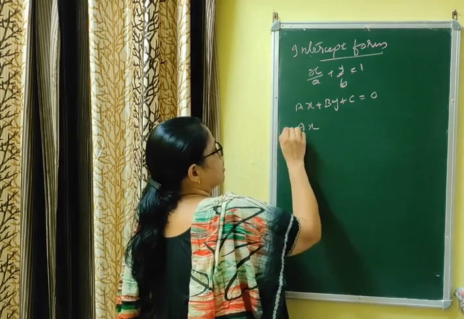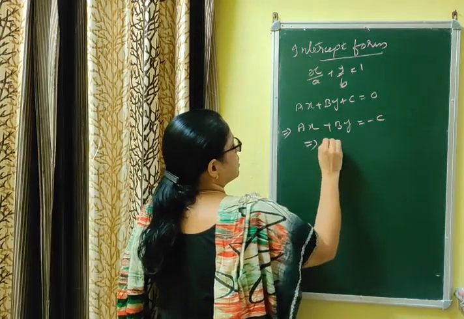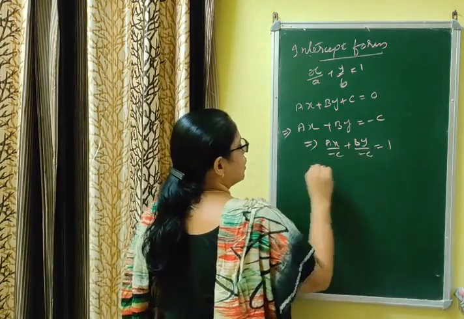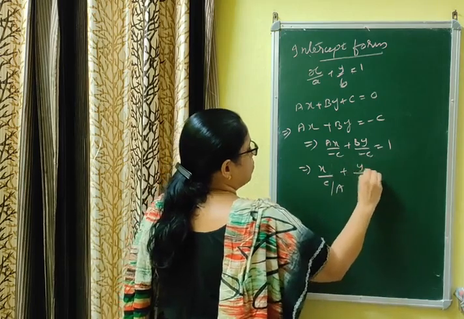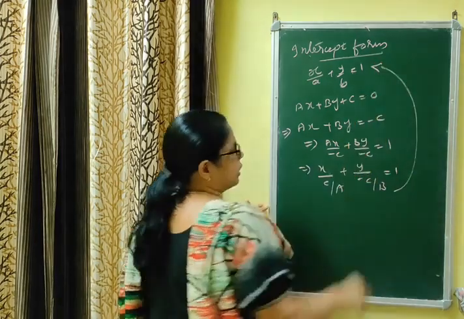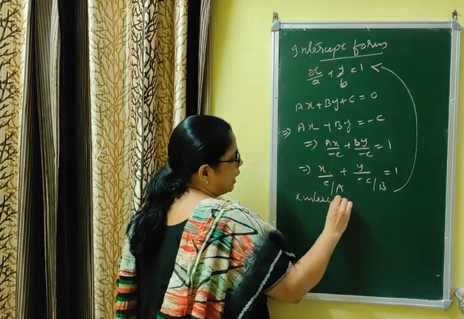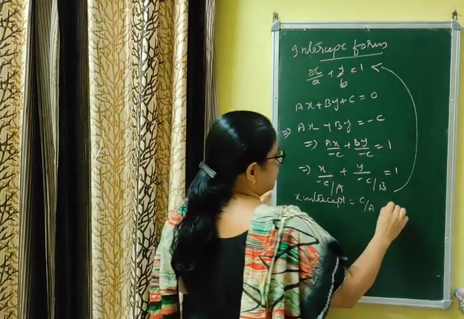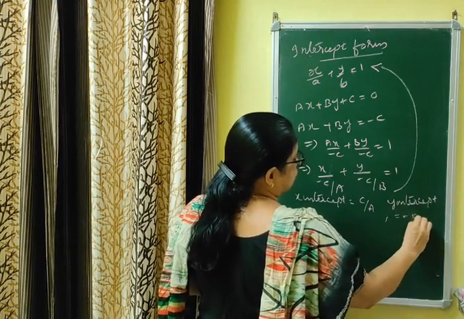This can be written as ax plus by is equal to minus c, which implies ax by minus c plus by by minus c is equal to 1, which implies x by minus c upon a plus y by minus c upon b is equal to 1. That means this is converted to intercept form. The denominator of x is the x-intercept, so x-intercept is minus c by a. The y-intercept is the denominator of y, which is minus c by b.